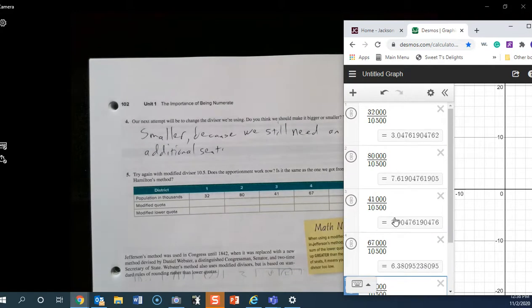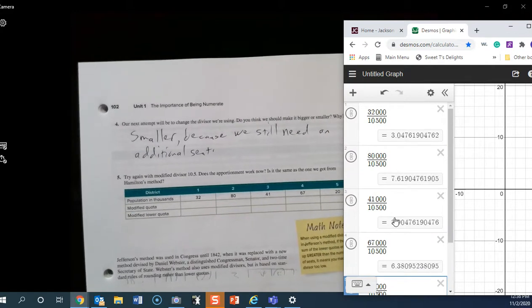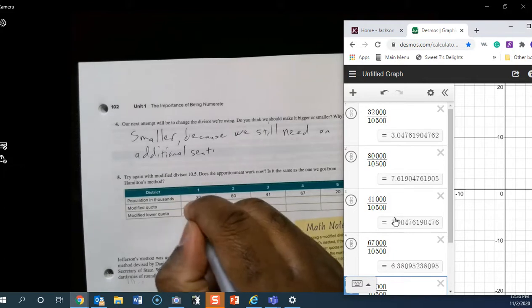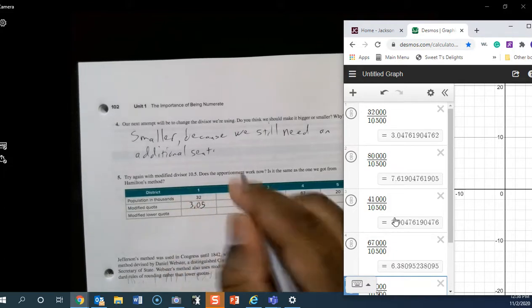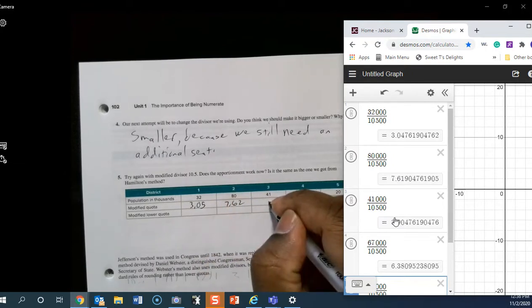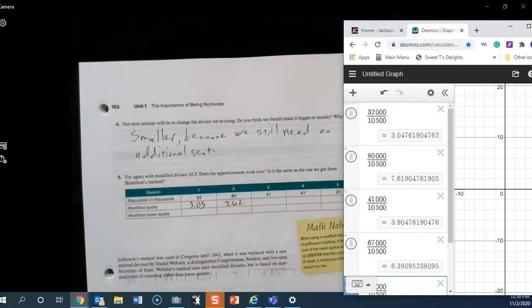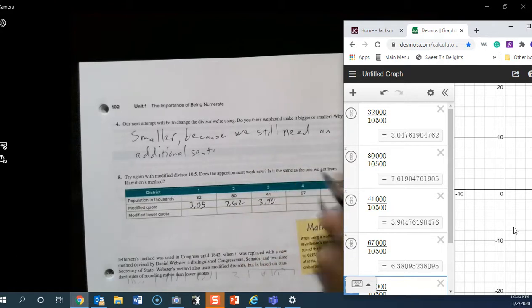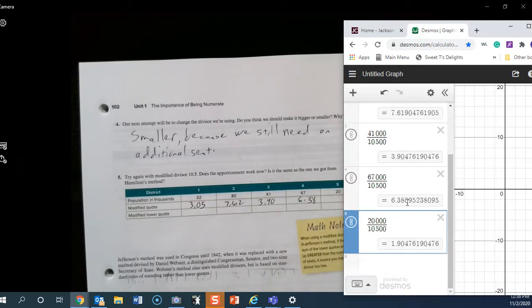Then we could go back. So the modified quota would be 3.05 for District 1. District 2 would be 7.62. District 3 would be 3.90. District 4 would be 6.38. And finally, District 5 would be 1.90.